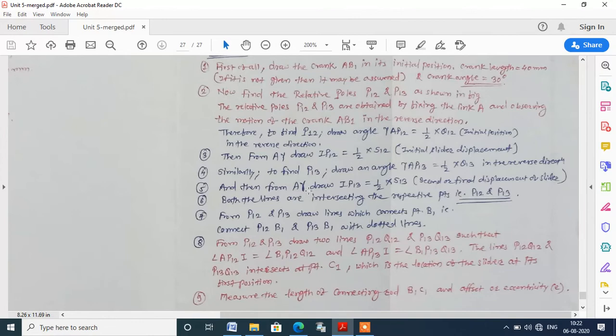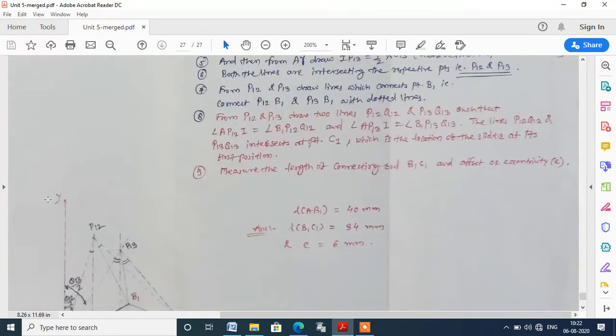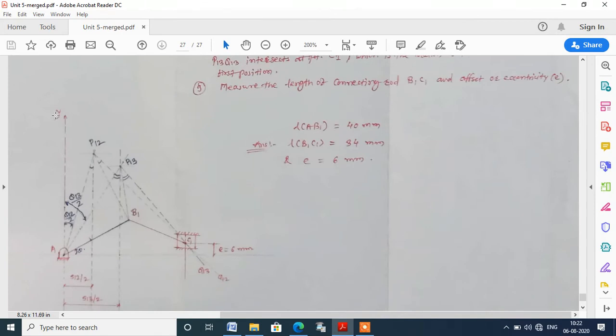Then from AY, draw the line for P12, at half of S12, the initial slider displacement. S12 is given as 30 mm, so 30 mm divided by 2 is 15 mm. Take a 15 mm distance and mark a line parallel to AY. This parallel line and the angular line meet somewhere, and we get P12.